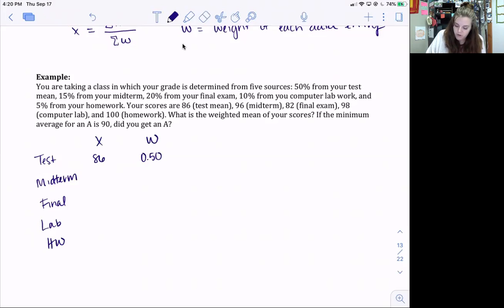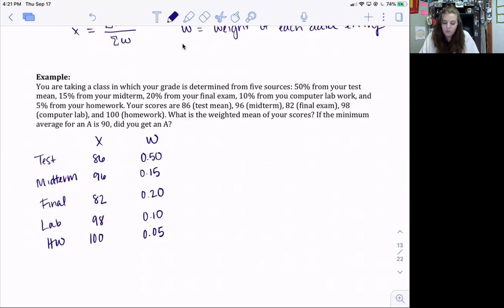Our midterm, we scored 96, and that is 15% of our grade. Our final, we earned an 82 for 20% of our grade. Our computer lab work, we earned a 98, which is 10% of our grade. And then our homework, we earned 100 for 5% of our grade, so 0.05.